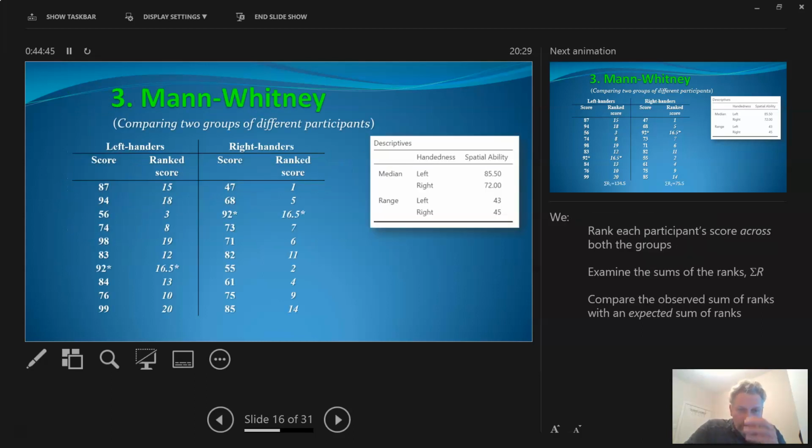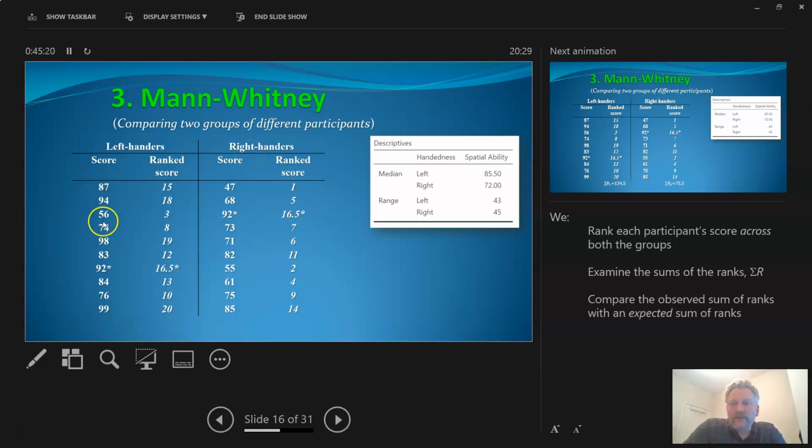Okay, so we've just shown you what to do if you've got one group tested twice. But what about if you've got two groups each tested once? So what we will use is something called the Mann-Whitney, or the Mann-Whitney-U test. And again, just to illustrate what's happening, we're going to compare people who are left-handed versus right-handed. And what we're looking at is their ability to perform on a particular test of spatial ability.